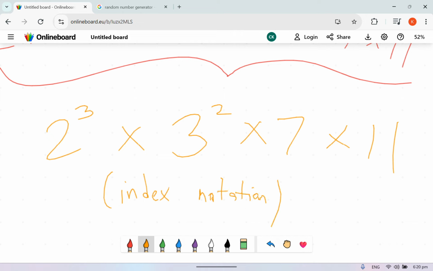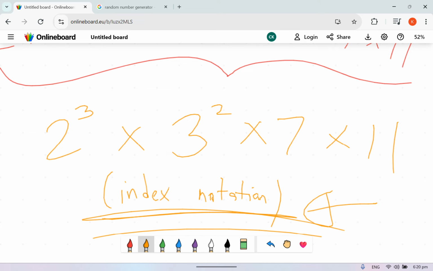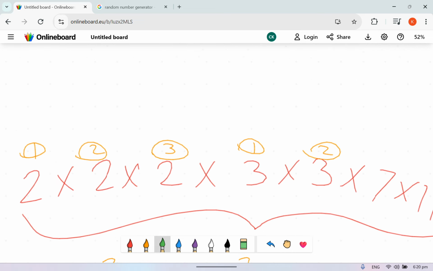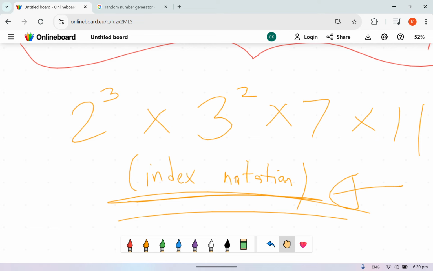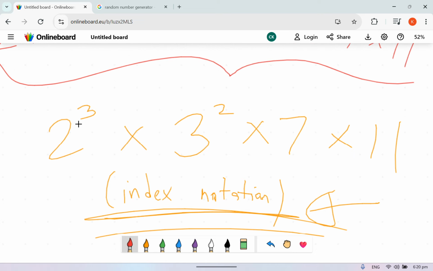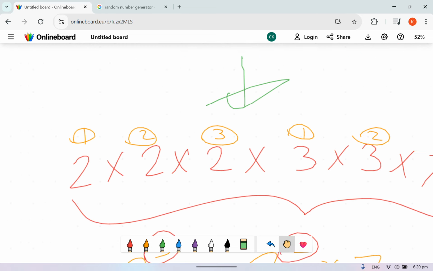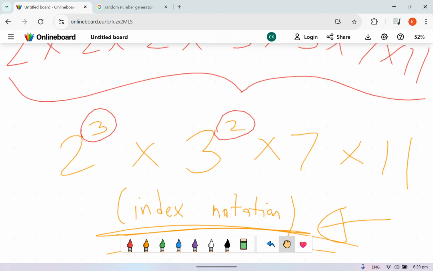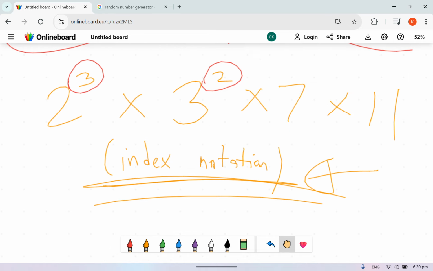Wherever you are told to, for example, prime factorize a number and leave your answer in index notation, you better not do this, guys. What is index notation even? It means that you must express it in this way, which means that you must have all these powers, these exponents. If they see something like this, then you're cooked. You cannot do that. So index notation is very important.